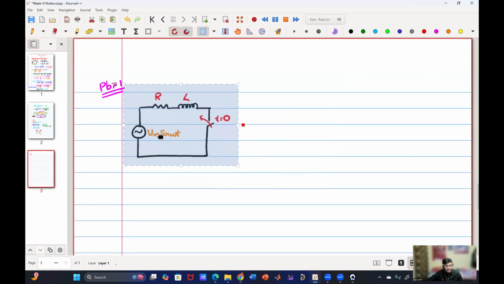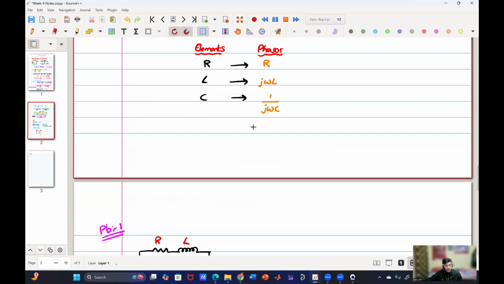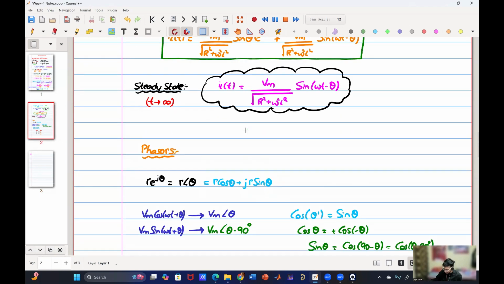So basically, why are we using phasors? Because to solve an AC circuit. So why are phasors needed? The basic reason is to solve AC circuits easily.